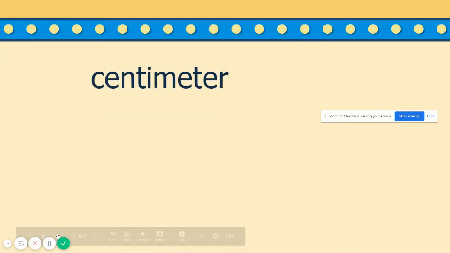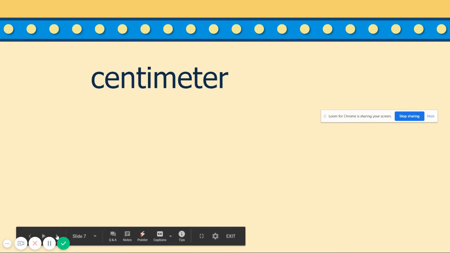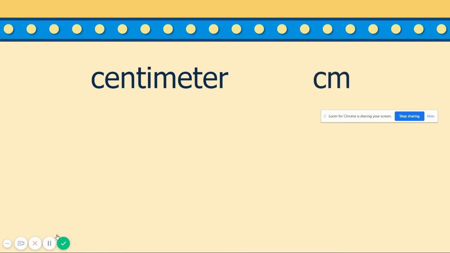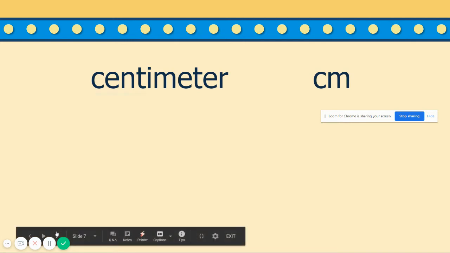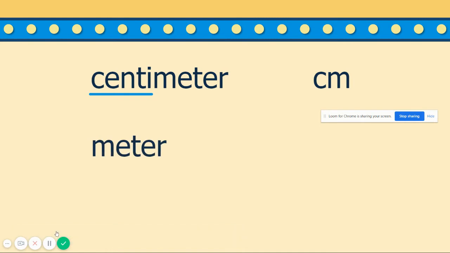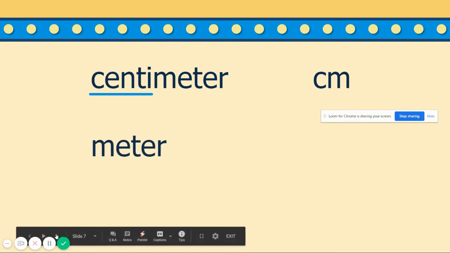All right, centimeter. Here we go. So we're going to just review centimeter and meter. Centimeter is represented by the abbreviation cm, centi, meter. So we have cm, we take that and abbreviate. Meter is just represented by an m.